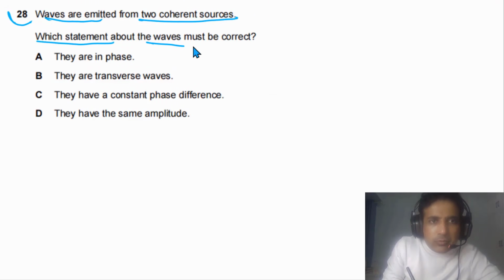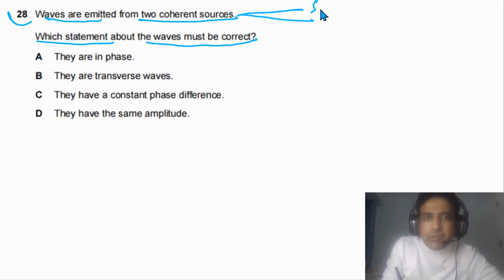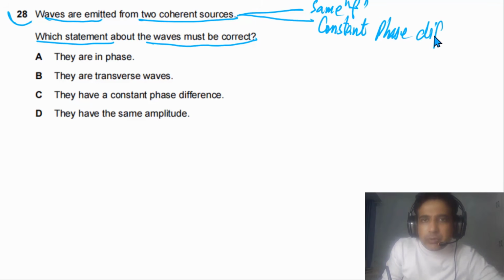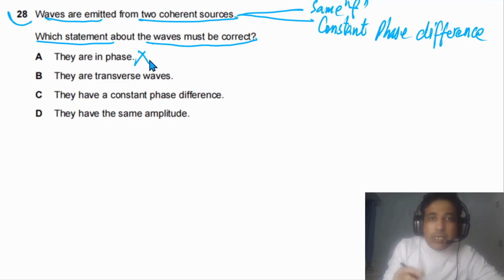Which statement about the waves must be correct? First thing we need to understand: when we say waves are coherent, it means that they have the same frequency and also a constant phase difference. So these 2 points you need to understand about coherent waves. They have a constant phase difference. Are they in phase? No, they should have a constant phase difference. They are transverse waves? They also can be longitudinal waves. So longitudinal waves also can be coherent waves. So this is also incorrect.